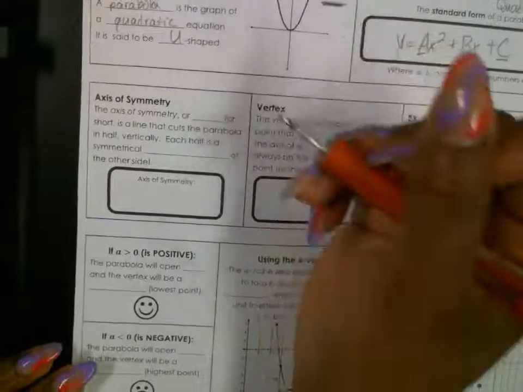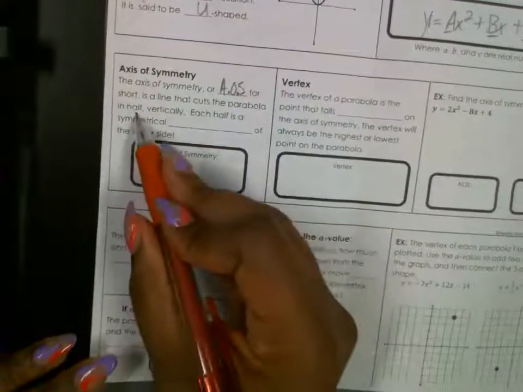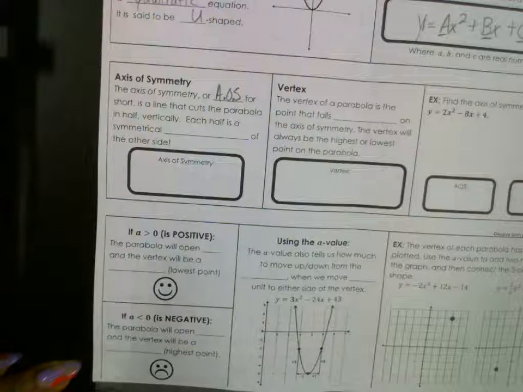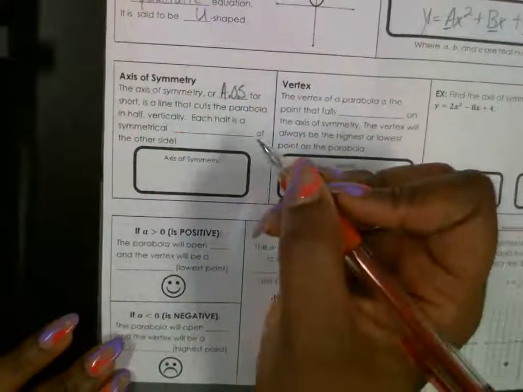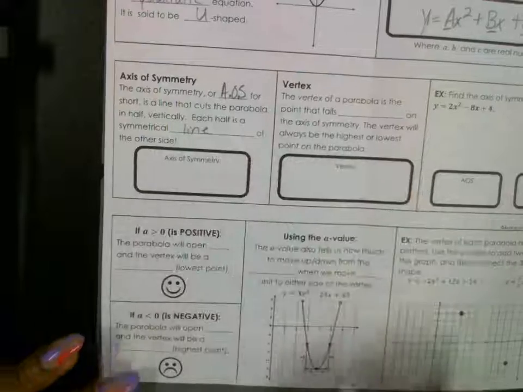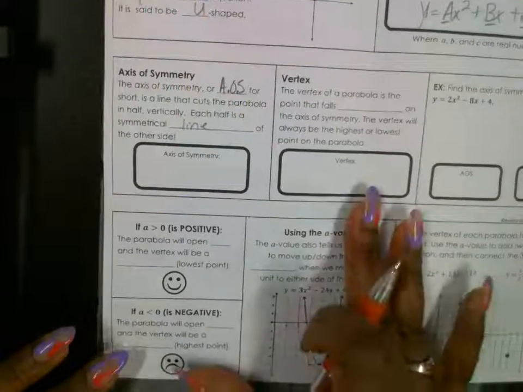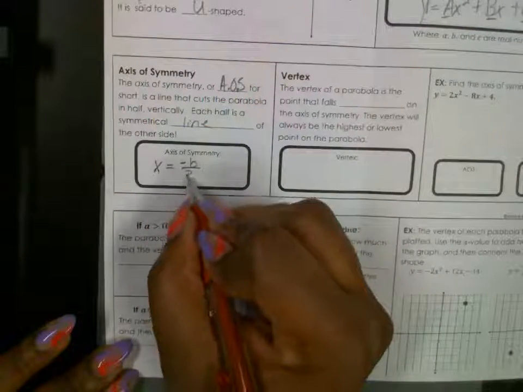The axis of symmetry, or AOS for short, because that's the shortcut for it, is the line that cuts the parabola in half vertically. That's an up and down line. Each half is symmetrical, the same on the other side, they're equal. What's the formula for axis of symmetry? x is equal to negative b over 2a. Very good.